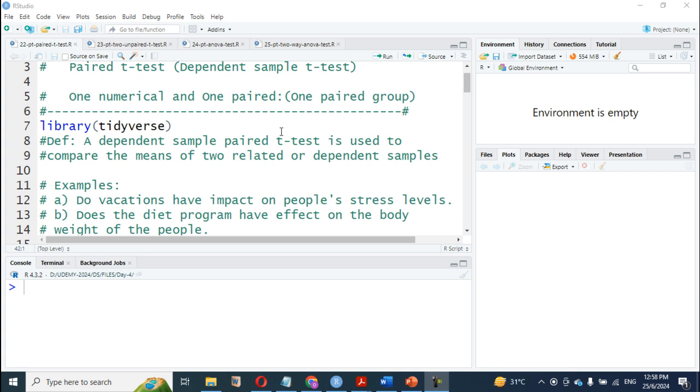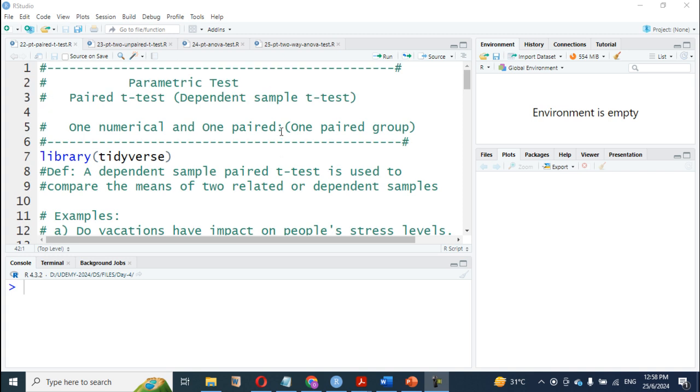By definition, a dependent sample paired t-test is used to compare the means of two related or dependent samples. Two related or dependent samples. And this is very important when we are trying to test the same specimen or the same subject twice.